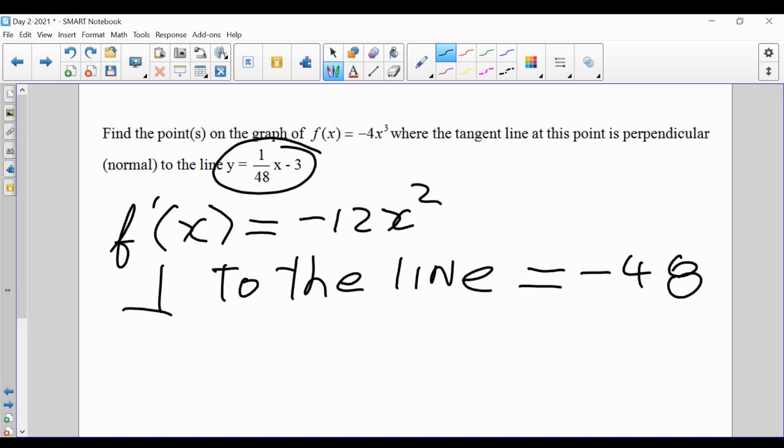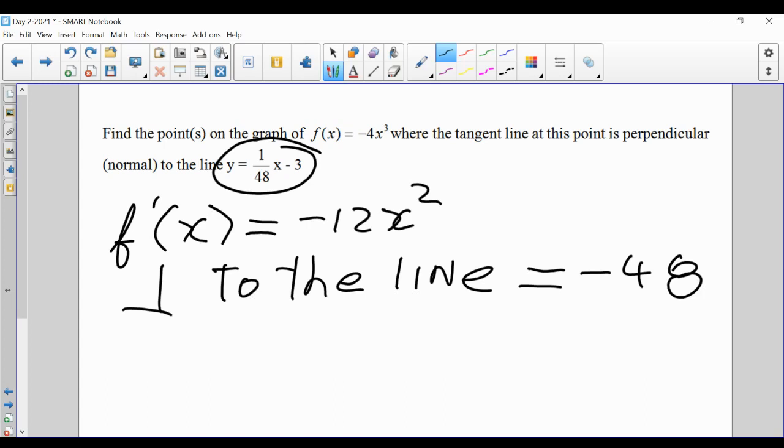So really all we're trying to do now is figure out what the slope of this perpendicular line is. Remember, the tangent line that we're looking for is perpendicular to this line, which has a slope of 1 over 48, and the negative reciprocal of that is equal to minus 48. So does that make sense so far? Okay, good. So now we need our slope to be equal to this minus 48, right?